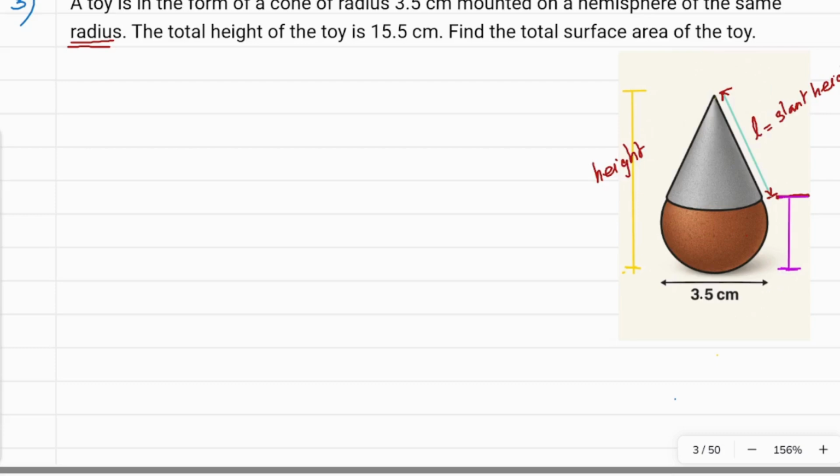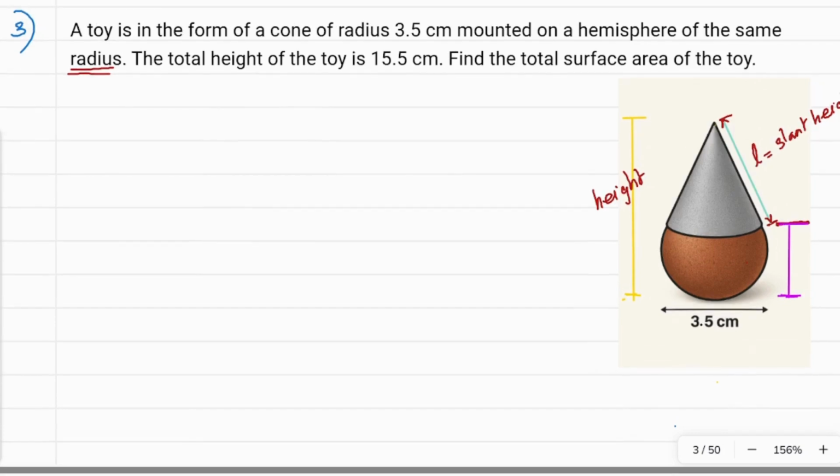Now, let's do question number 3. In question number 3, it says that a toy in the form of a cone of radius 3.5 centimeter is mounted on a hemisphere of the same radius. The total height of the toy is given as 15.5 centimeter. Find the total surface area of the toy.